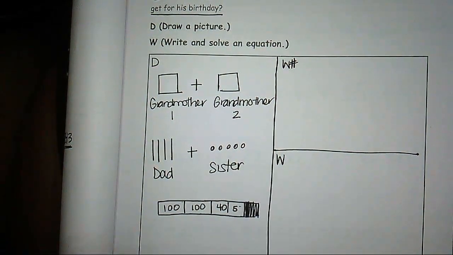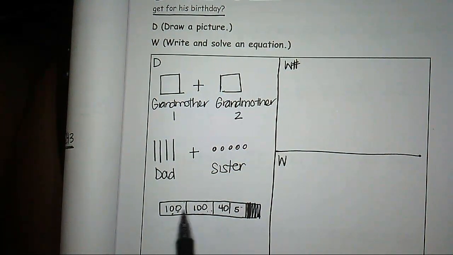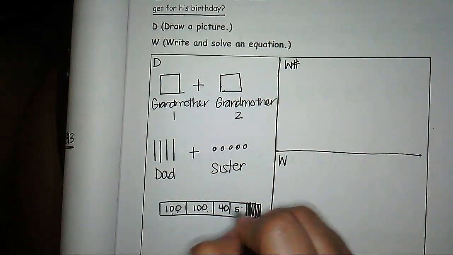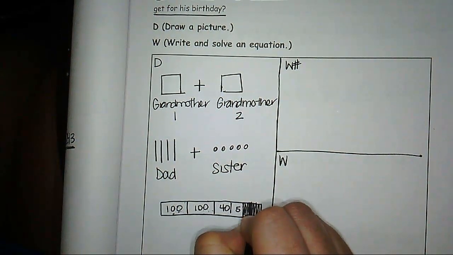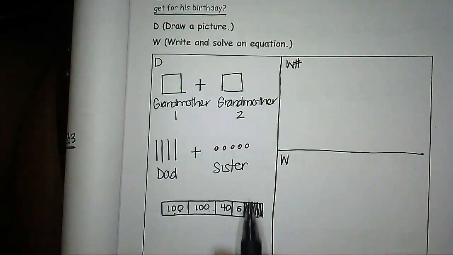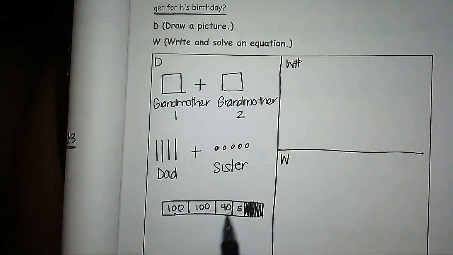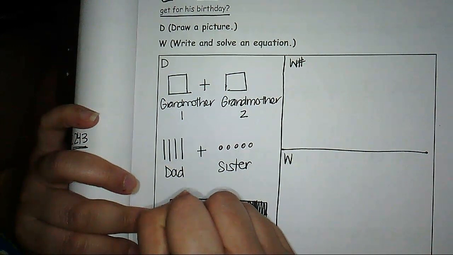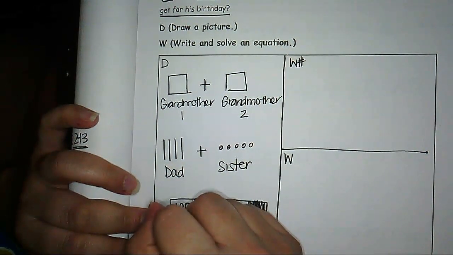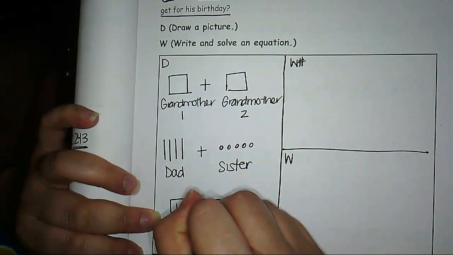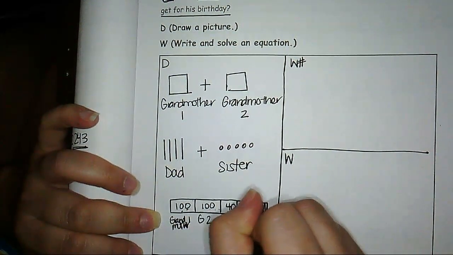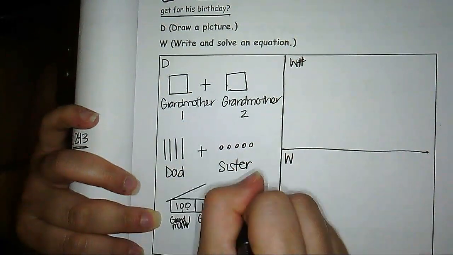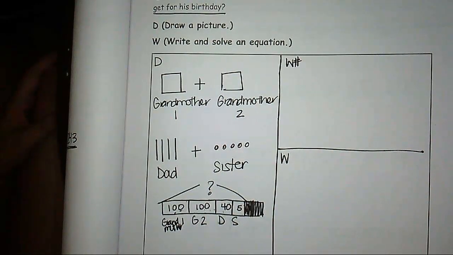I made my tape diagram too big. Look, these 2 are bigger because the number is bigger. And this one, the representation of the number 40, is bigger than the number 5. So here I will put grandma 1, grandmother 2, dad, sister. And I don't know the total amount.